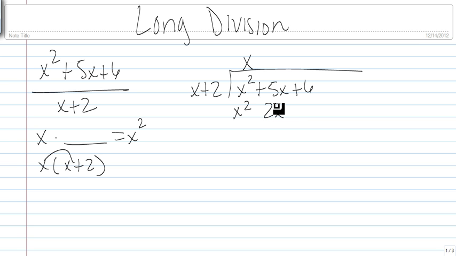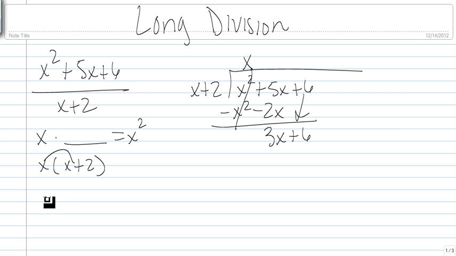Now once you multiply, make sure you change your signs. So because they are positive here, they're going to change to a negative here. Now we combine our like terms. So our x squareds go away, and 5x minus 2x is 3x, and we can bring down our plus 6.